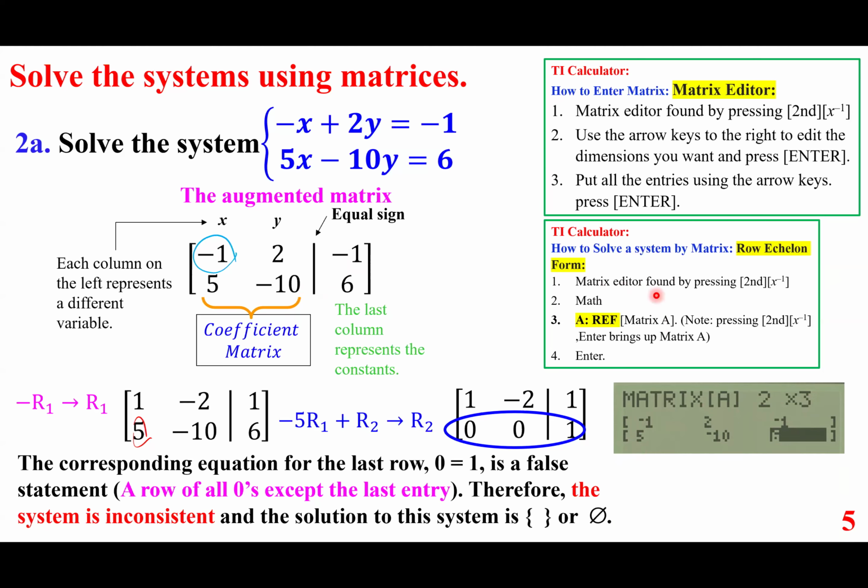Row echelon form. Matrix editor is found by pressing second x to the power -1, then math. Then A, the first one is REF. Okay. Pressing second x inverse, enter, brings up matrix A, and then enter. In other words, REF matrix A gives you this one. Now, the first column may be different because the methodology by which they made it one may be different. But the fact that the bottom is 0, 0, 1 indicates the same answer, namely a row of all zeros except the last entry. The system is inconsistent.